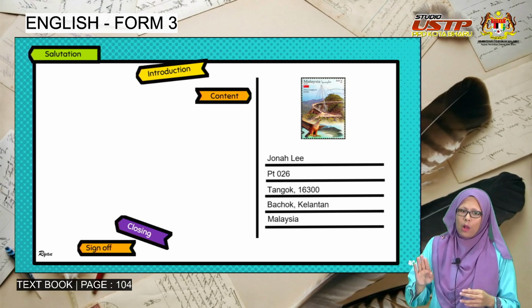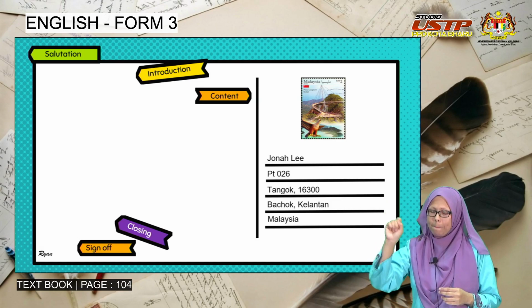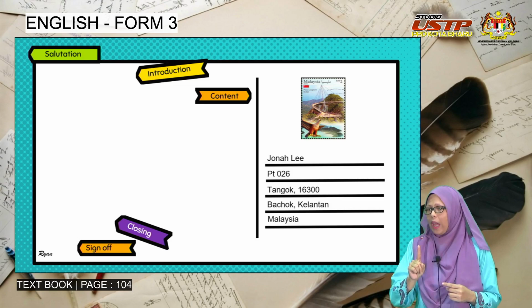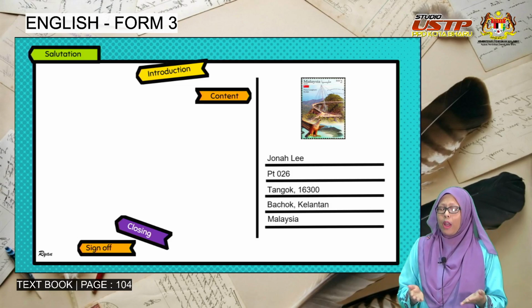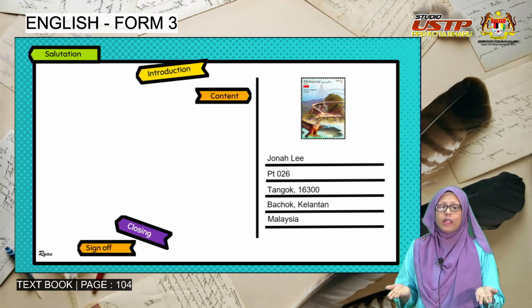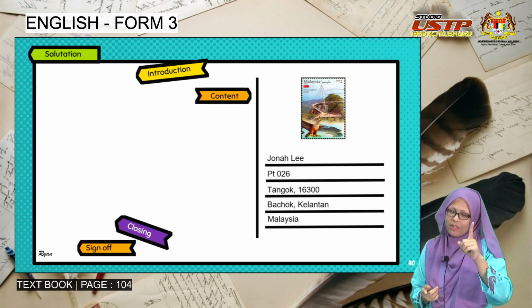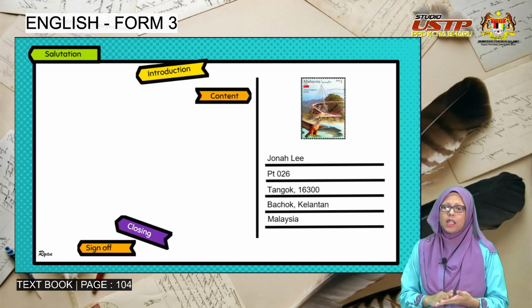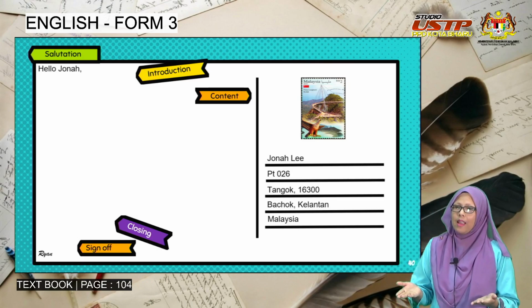But first, I want you to look at the right side of the postcard on the top. Can you see the stamp there? Yes, the stamp. So can you guess now, where did Ryan go on his holiday? Langkawi Island. Correct guess. Very good. Okay, now let us start our postcard by writing the salutation. Simple, right? Hello, Jonah.